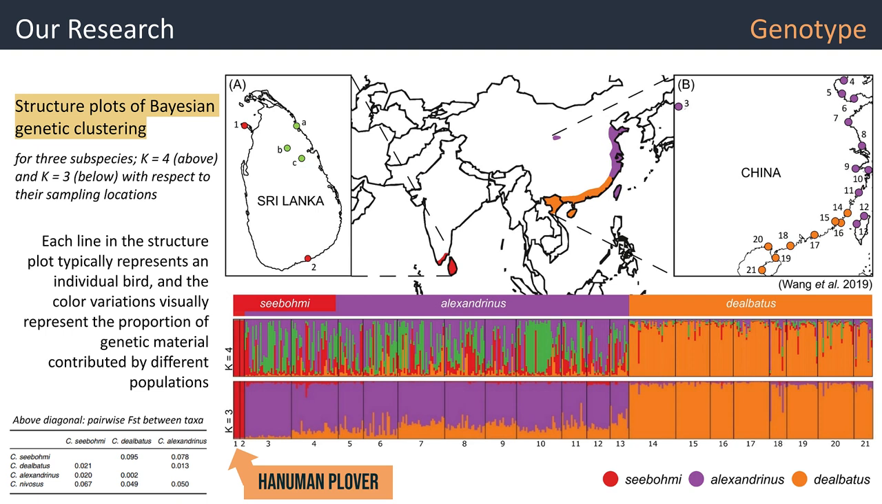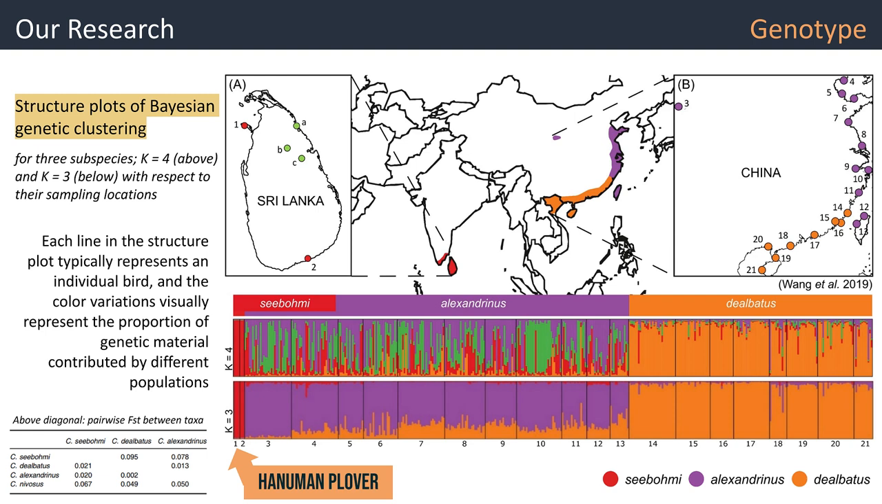So one of the main components in our research is that we did microsatellite genotyping to make structure plots of Bayesian genetic clustering. I'm not going into details, I just wanted to show you these figures. In this structure plot, you can see there are tiny lines in the violet and orange colors, and each of these lines has a color code. This color code typically represents the proportion of genetic material that they got from different populations. As I said earlier, we sampled Kentish plovers from the Chinese region as well as the snowy plover, and then we got our samples from Sri Lanka.